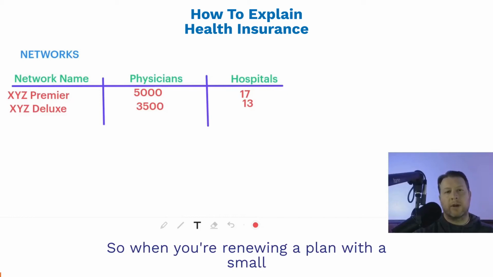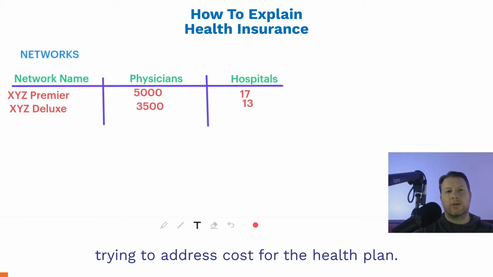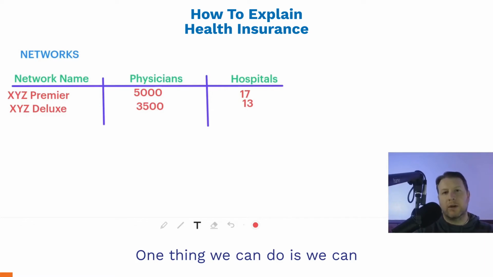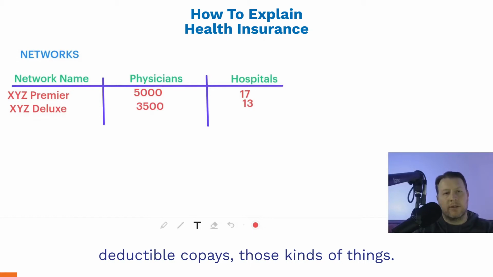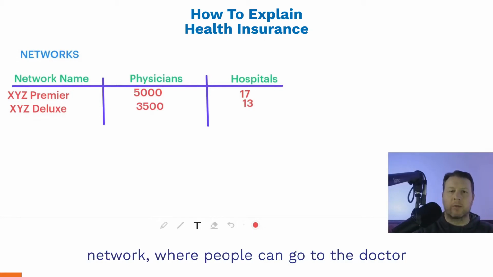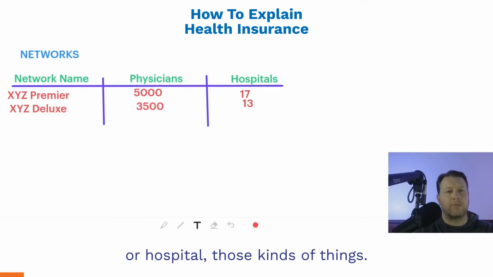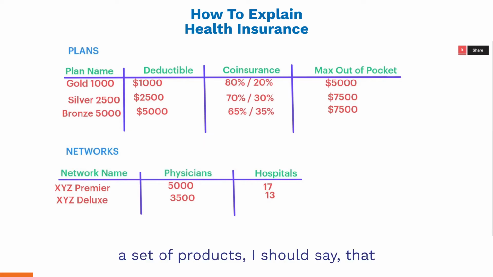So when you're renewing a plan with a small employer, there's generally two directions we can go in trying to address cost for the health plan. One thing we can do is make a change to the benefits. That's the deductibles, co-pays, those kinds of things. Or we can make an adjustment to the network, where people can go to the doctor or hospital, those kinds of things.